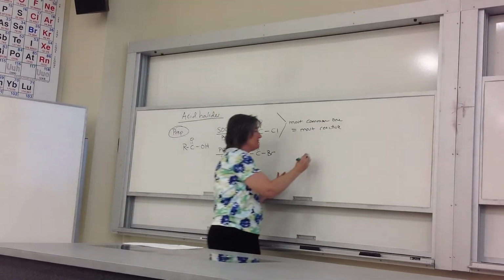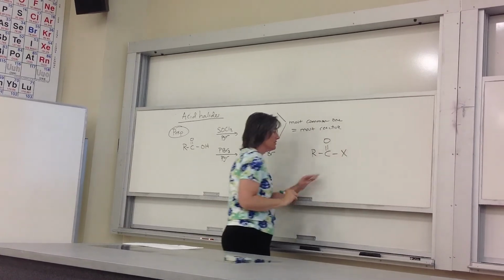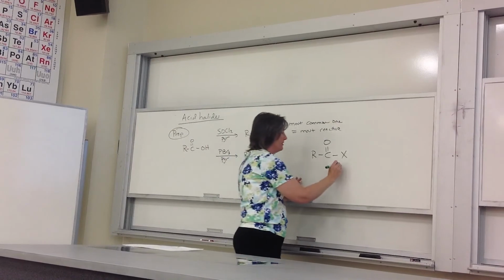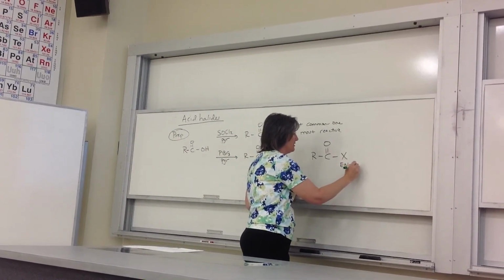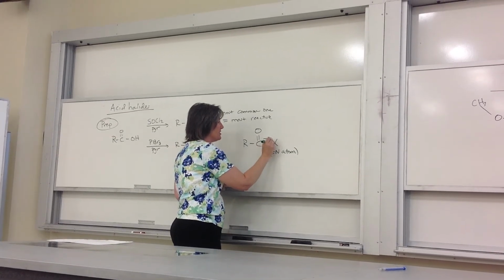In terms of the reactivity of either one of them, there's your halogen right there. The halogen is electronegative. So we have an electronegative atom right here. And so it is pulling electron density towards itself.